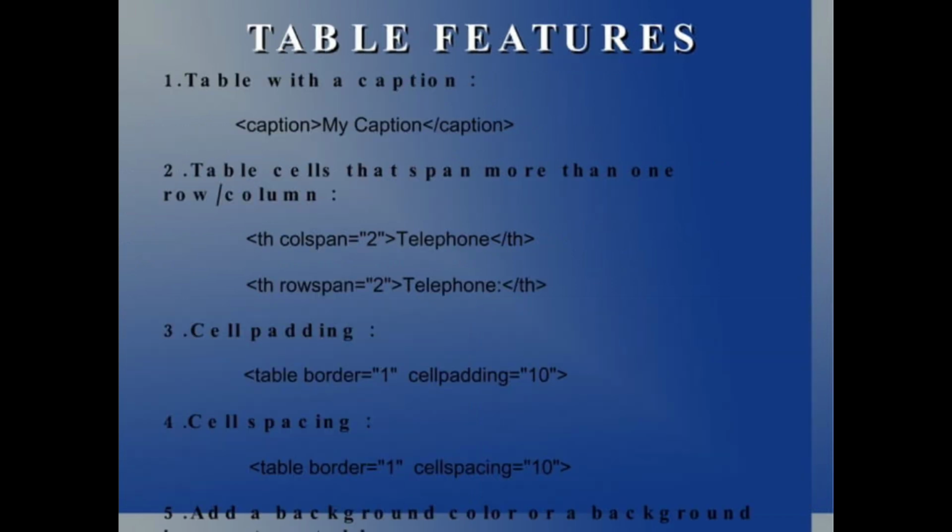Next, what are the features in tables? Tables with a caption: we give the caption with the caption tag. Then, table cells that span more than one row or column. We use the column tag, column span 2, row span 2.